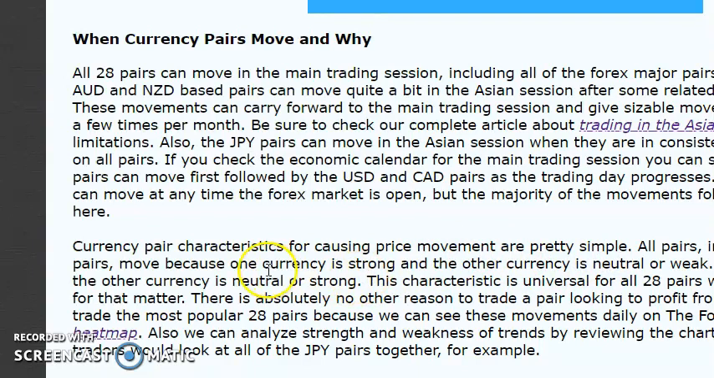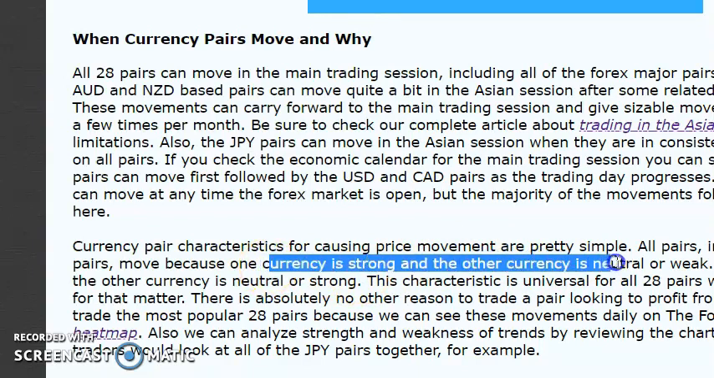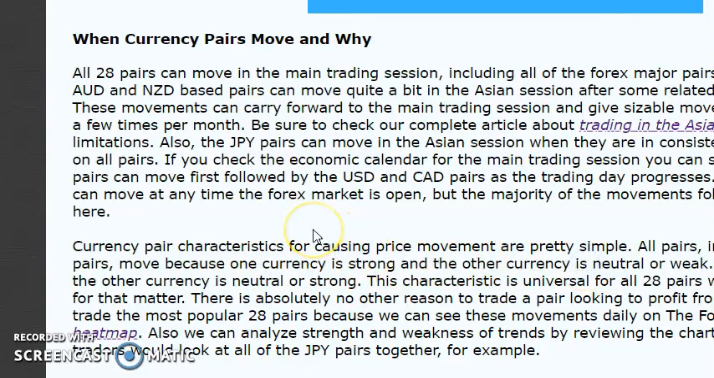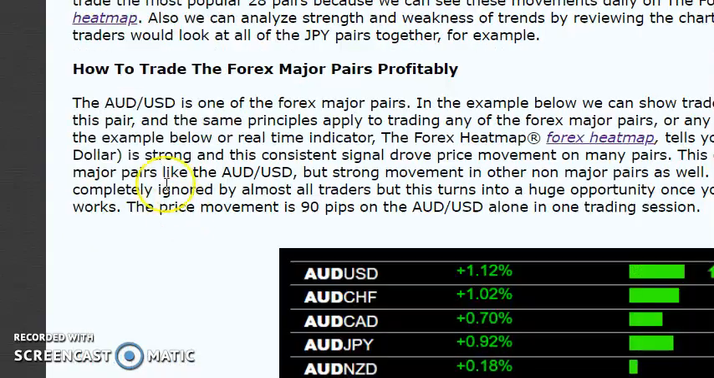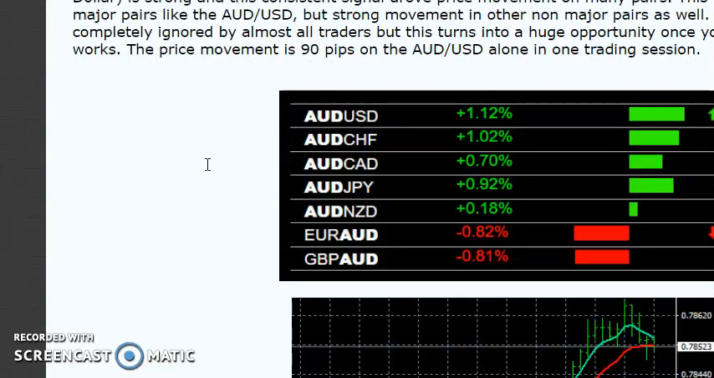And using this simple fact, that one currency is strong and the other one is neutral or weak, can give you a preview as to how you can trade all 28 pairs, including the 7 major currency pairs. So how do you trade the major pairs and also the exotic pairs, the non-majors, profitably? You have one currency strong and the other one weak. That would be a great start, and then you can start looking at trading these pairs.